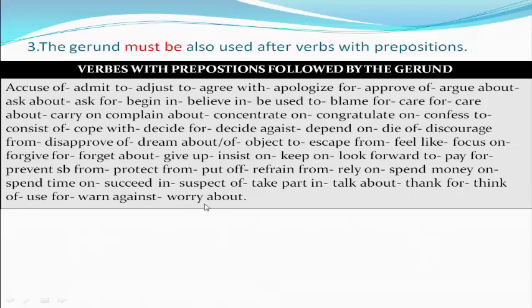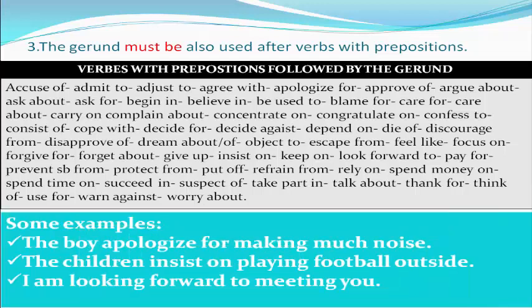Also we have here verbs, as we said, verbs with prepositions. When we have one of these verbs in a sentence, we must use, please underline this word must, we must use or conjugate the second verb after one of the verbs that are with prepositions, as we have in this list. We must conjugate the second verb in gerund form, and we said that the gerund form is verb plus ing.